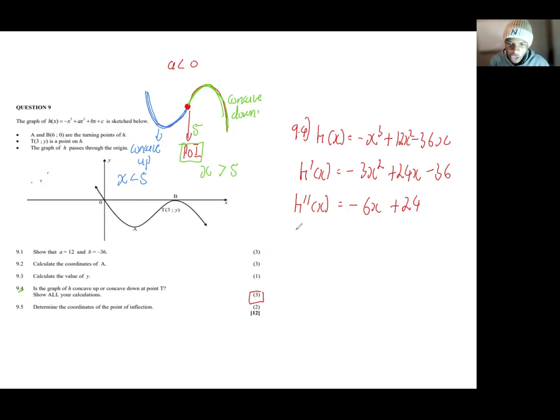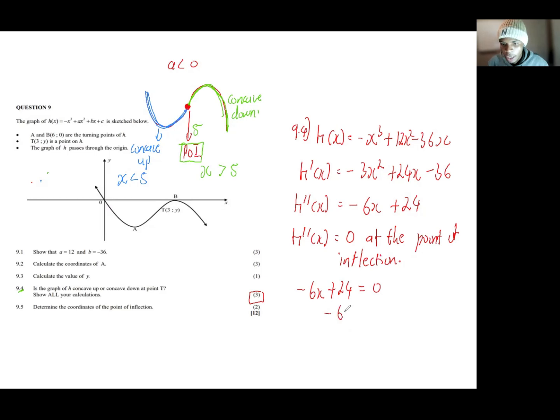But one thing that you need to note is that your second derivative is always equated to 0 at the point of inflection. So every time you are trying to calculate the x-coordinate of the point of inflection, note that you equate the second derivative to 0. So, okay, now you have negative 6x plus 24 is equals to 0, which will be negative 6x is equals to negative 24.